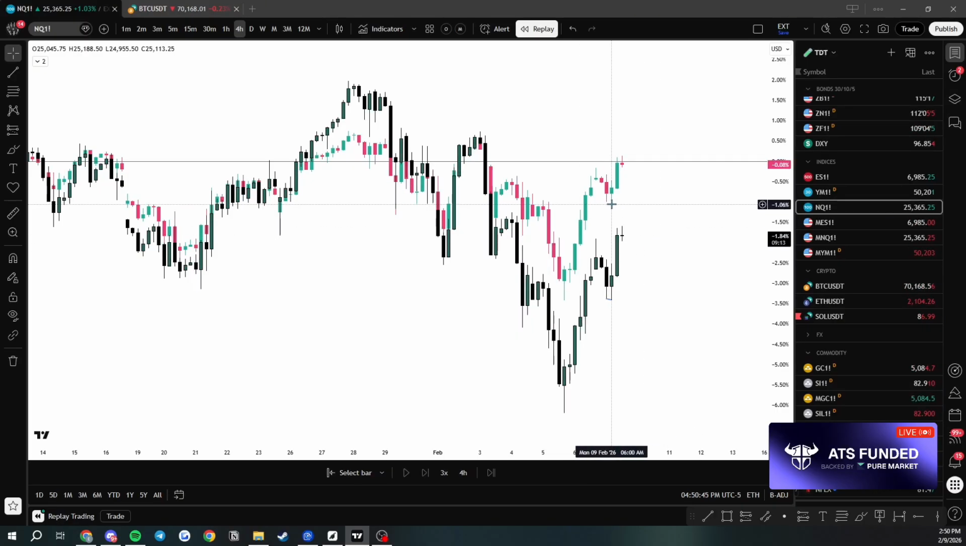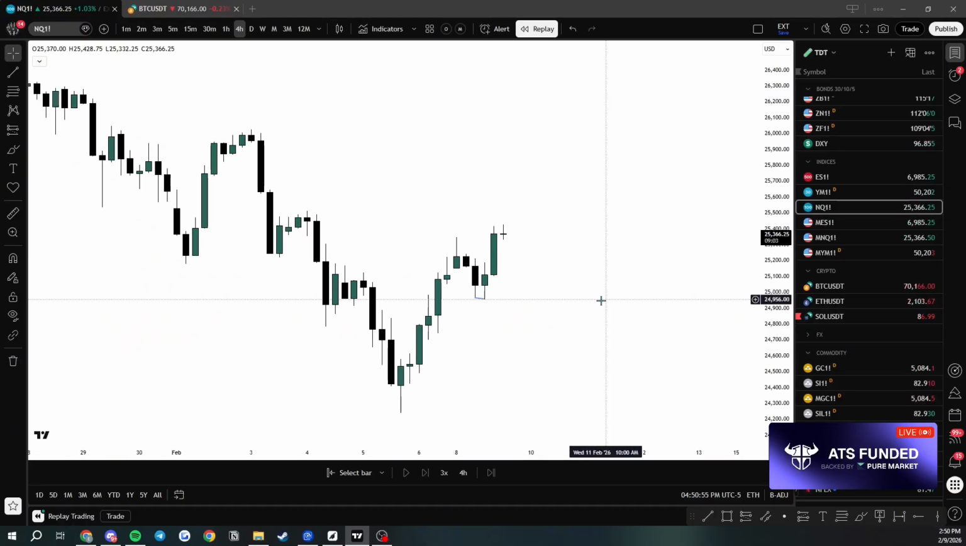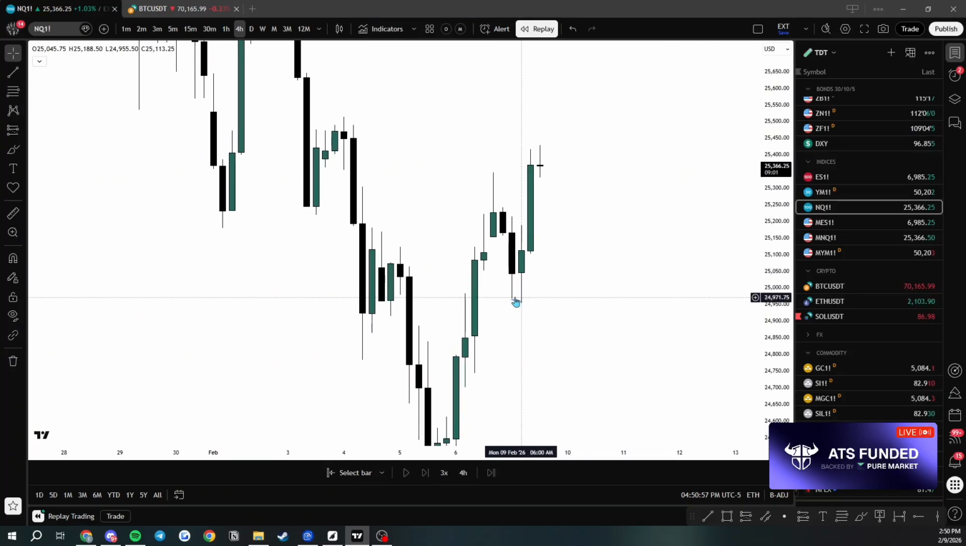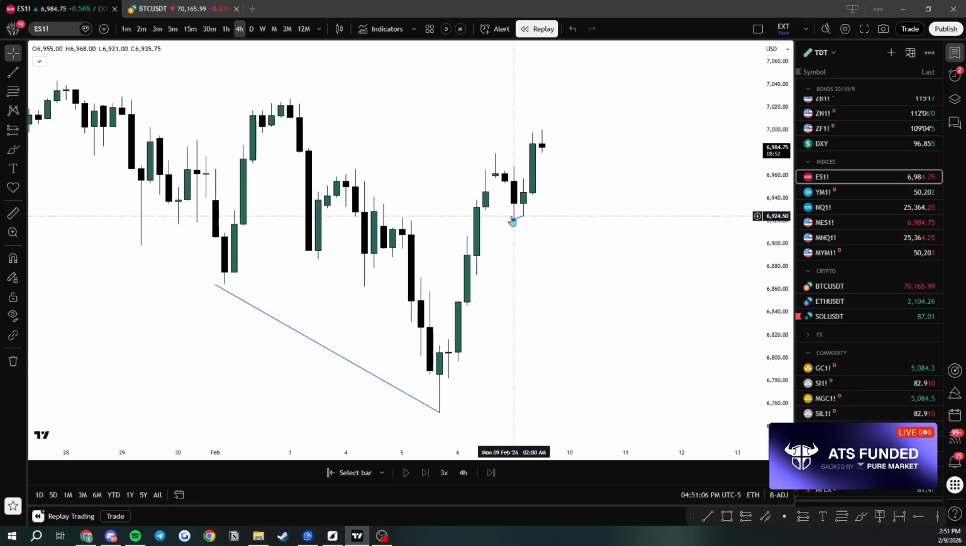right? Where I can see the SMT, right? Went higher, went lower, right? So what we're gonna start doing, like I said, one of the easiest ways to find SMT is just looking. Hey, on NQ, we formed a swing low here inside of a fair value gap. YM did the same thing. ES did not.